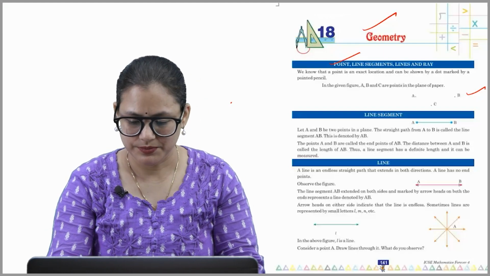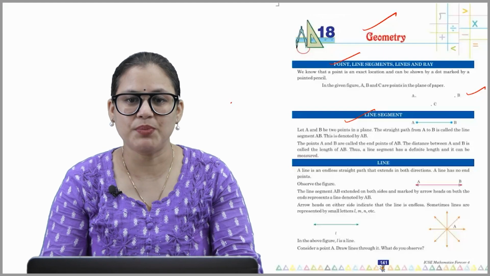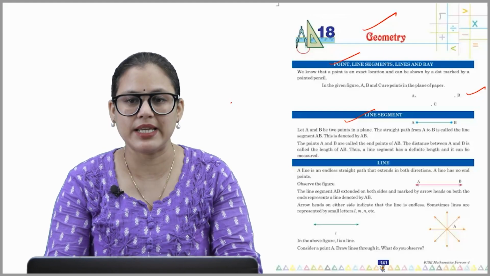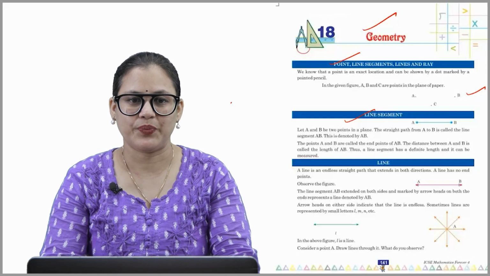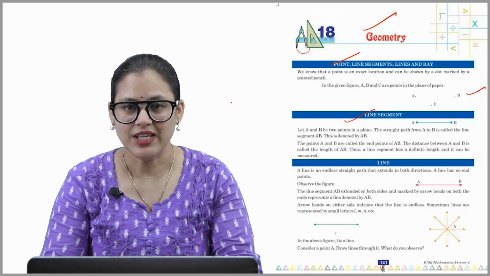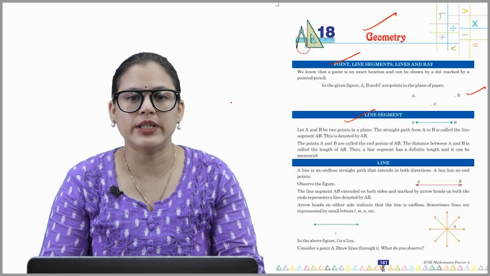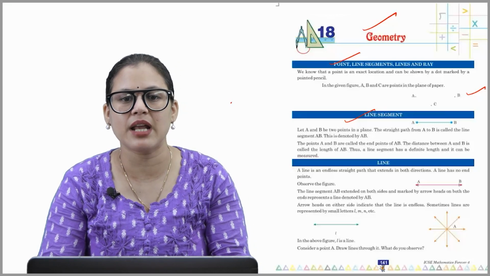Line segment. Let A and B be 2 points in a plane. The straight path from A to B is called a line segment AB. This is denoted by AB. The points A and B are called the end points of AB. The distance between A and B is called the length of AB. Thus, a line segment has a definite length and it can be measured.